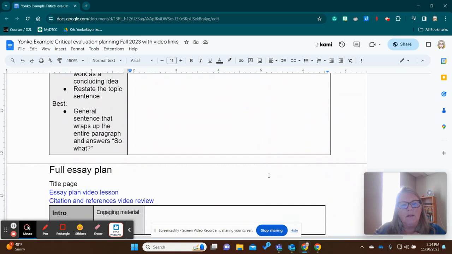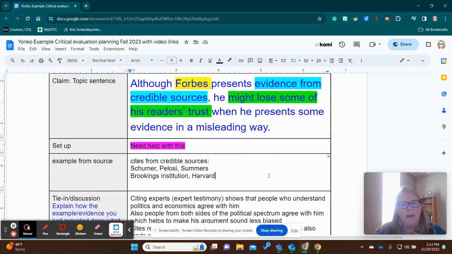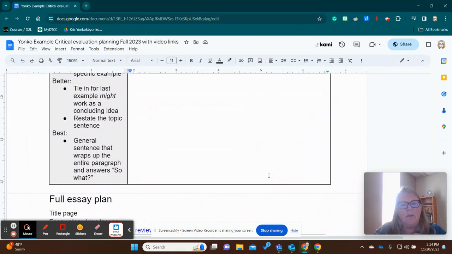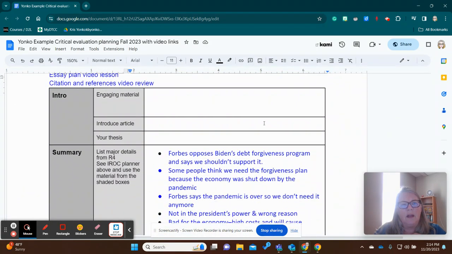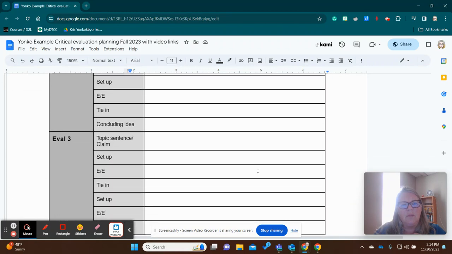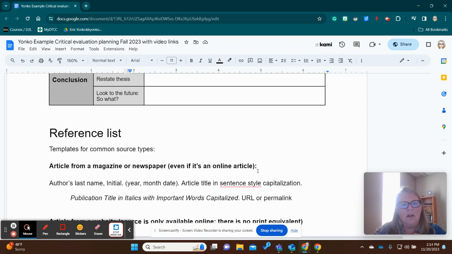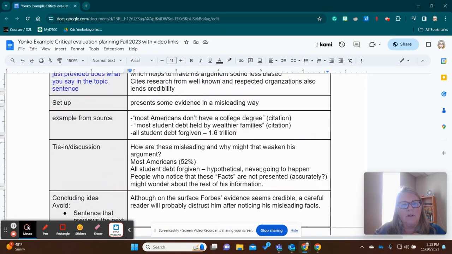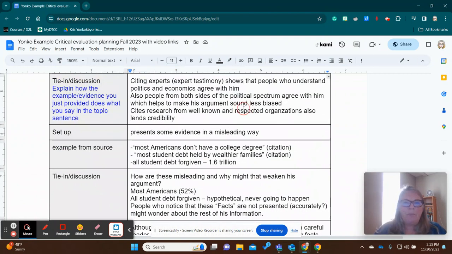Okay, so I think that's everything on this evaluation paragraph. So then what you'll be working on after that is putting together all of it into this big, long plan. And that, again, that's going to be an optional check-in. Strongly recommended, but optional for the English 101 classes.